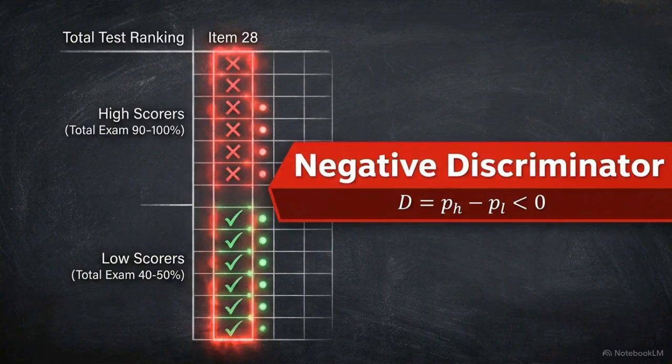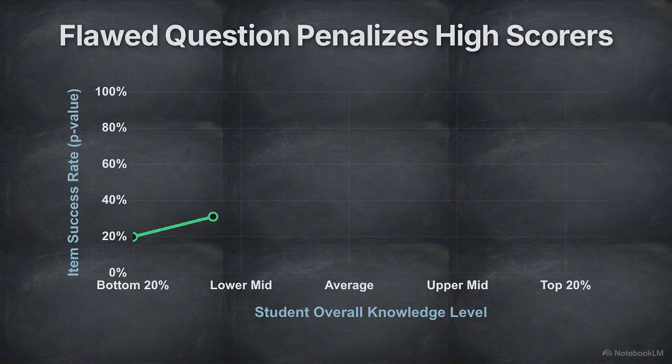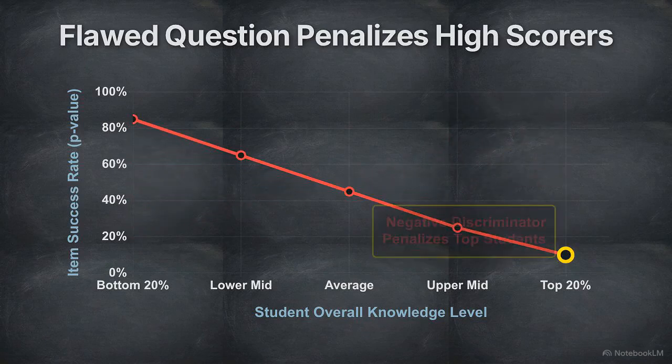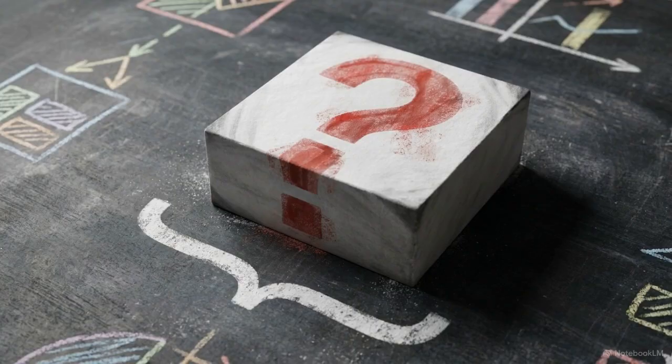Look at this dataset. Here we have a severe anomaly on item 28. The students who scored the lowest on the overall exam are getting this specific question right, while the top-performing students are consistently getting it wrong. The data flags red. In psychometrics, this is called a negative discriminator. The question operates in reverse, heavily penalizing the most knowledgeable students in the room. When you see this, you have to ask, did the instruction create a widespread structural misconception among the best students, or is the test item mathematically flawed?